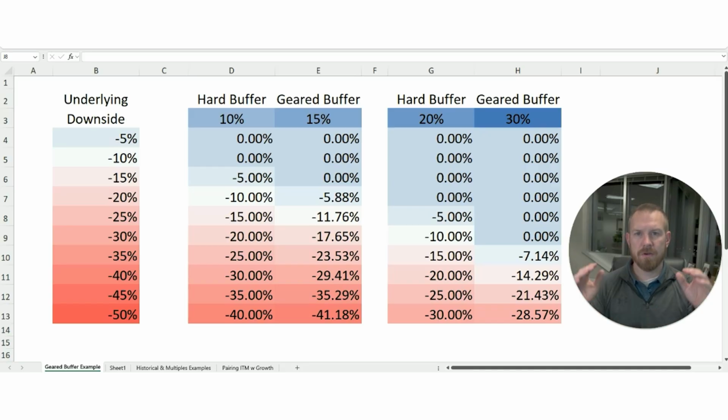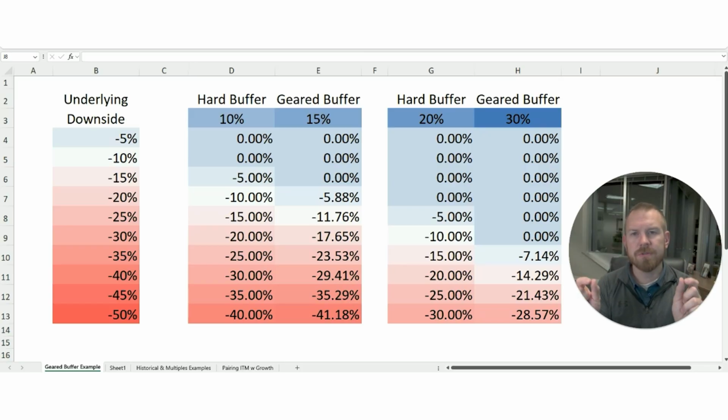Meaning, let's say you're customizing the structured note and you don't quite get the upside potential that you were shooting for. With a hard buffer, if you switch to a geared, you might be able to have a similar risk profile, but because it's cheaper than a hard buffer, you can potentially amplify the reward side of things. So what I have here is an example of a 10% hard buffer versus a 15% geared, and a 20% hard buffer versus a 30% geared buffer.